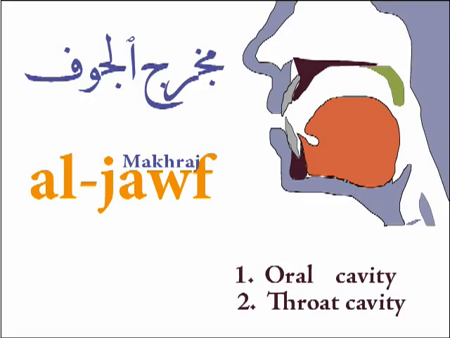So مخارج الحروف, there are 17 makhraj. As we mentioned, there are 5 principles, but there are 17 makhraj, and each of these 17 has its own points of articulation. Now we are going to talk about this principle makhraj. How do we know the makhraj, first of all?